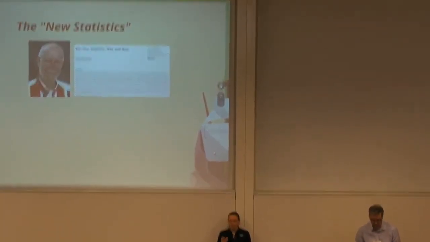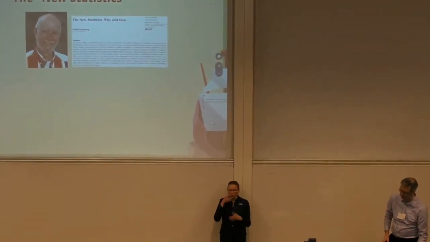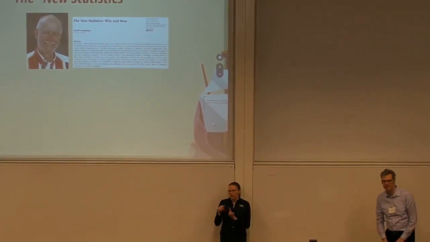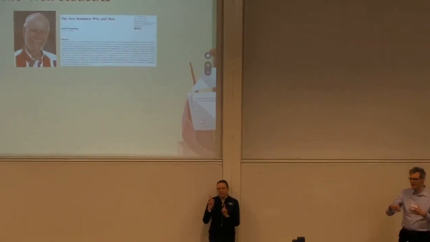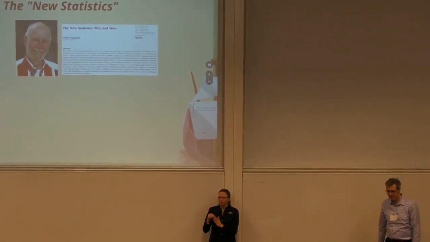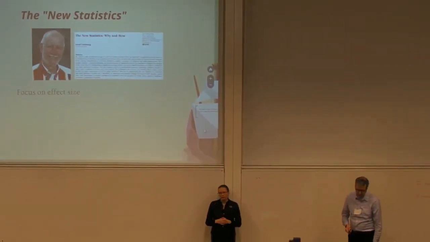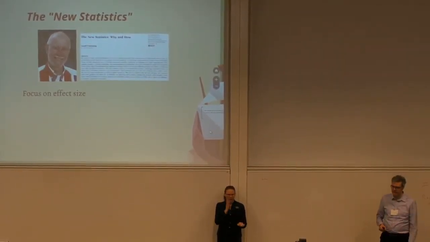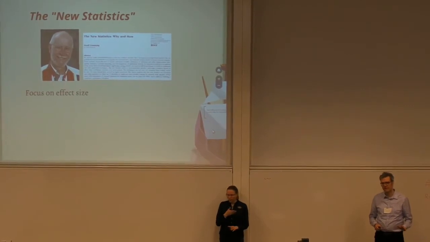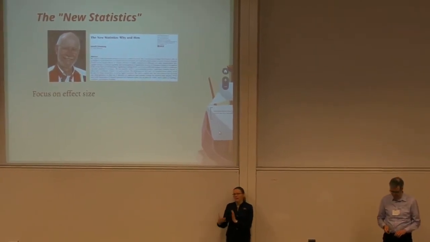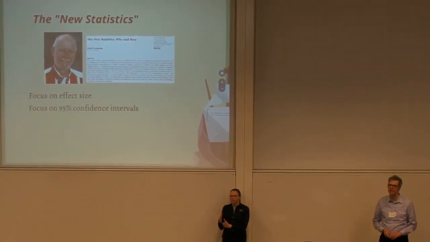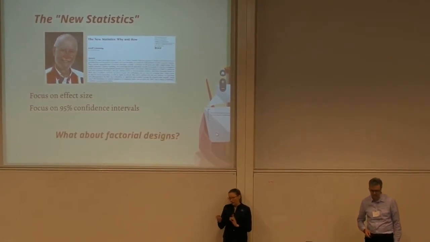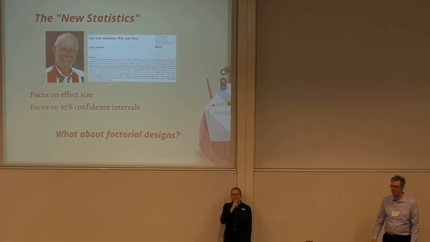Okay. In psychology, there's been a movement towards new statistics, and Jeff Cumming is one of the main contributors to the discussion. The new statistics, they say, you all go away from the p-value stuff, go towards effect size, focus on effect size, and report 95% confidence intervals. And my colleague Mats Nilsson and I asked, what about factorial designs?